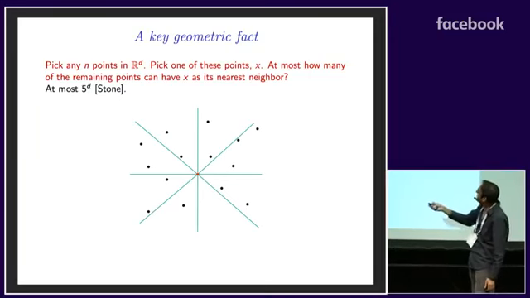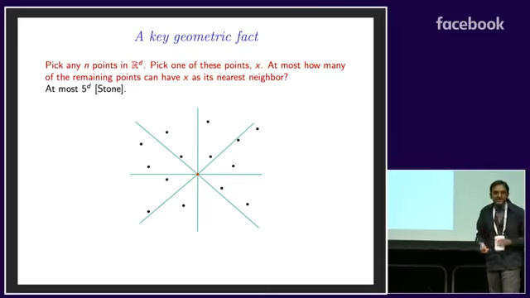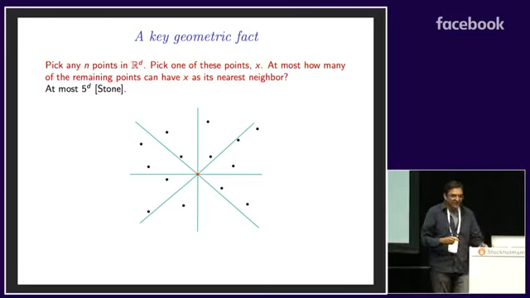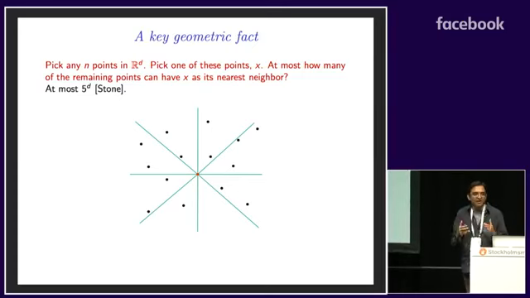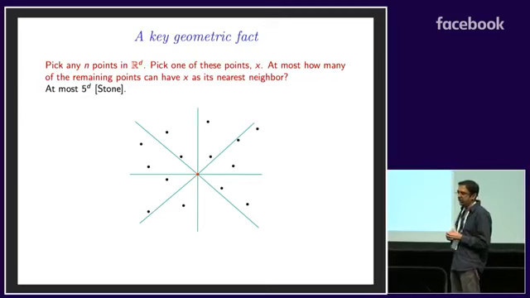Now, within each cone, how many of the points that fall in this cone can have this as its nearest neighbor? Only one of them. Only the very closest one. Because the cones are so thin that other points, like this one, will actually be closer to this than to the red point. And so by this particular argument, this is how one resolves this issue. And this comes up over and over again.